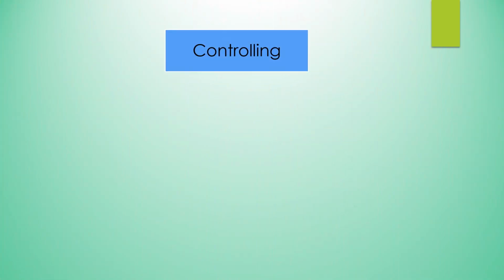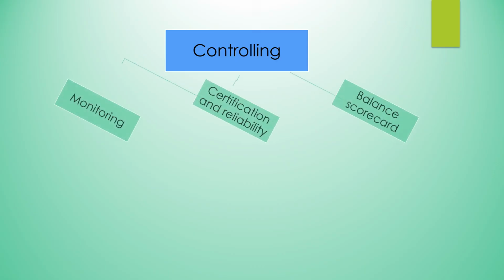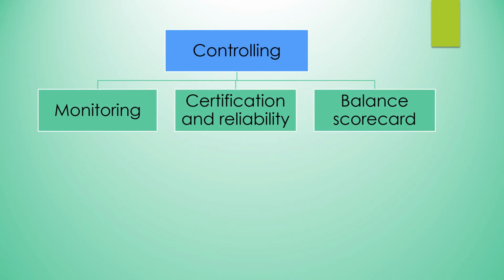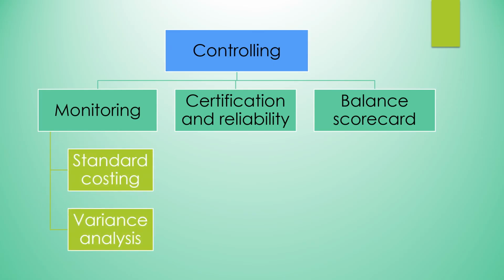In the control function, managers seek to ensure that the plan is being followed. Controlling can include monitoring, certification and reliability, as well as balanced scorecard. Monitoring can be done by using standard costing and variance analysis to check whether the actuals are in line with the plan.